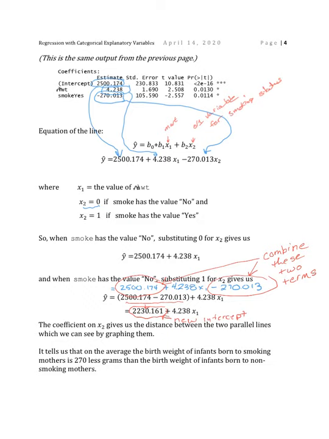And what we have here is two regression lines, and we have two lines with the same slope but different intercepts. So those are going to be two parallel lines, and that coefficient on our 0, 1 variable is going to give us the distance between those two lines, which we'll see by graphing them on the next page. So that distance between those two lines tells us that on the average, the birth weight of infants born to smoking mothers is 270 less, because it's negative, than the birth weight of infants born to non-smoking mothers.